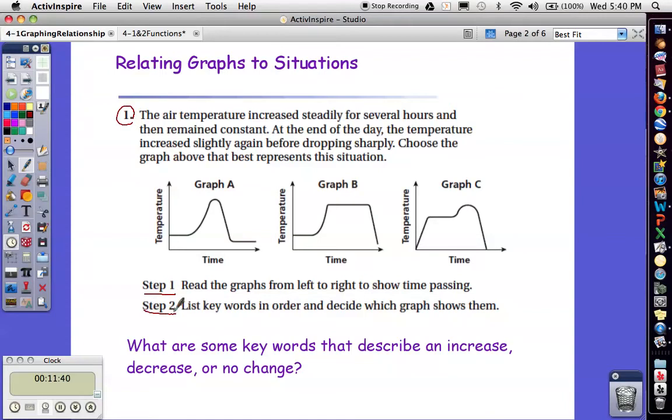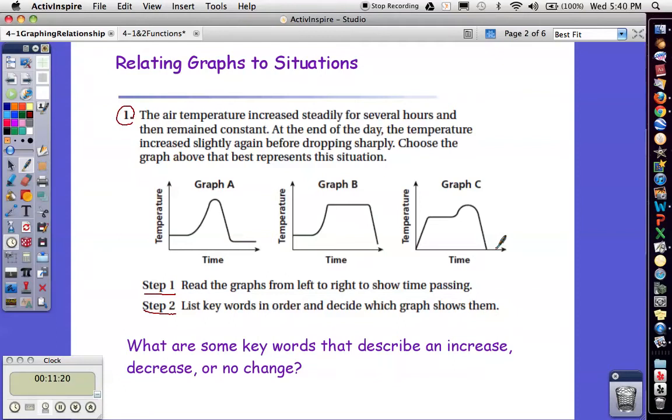You want to definitely read the graph from left to right, to show time is passing. So all these graphs we're going to read from left to right, left to right, left to right. You also want to list any keywords in order and decide which graph shows them. So either list them in order, or you can highlight or circle them in the situation.